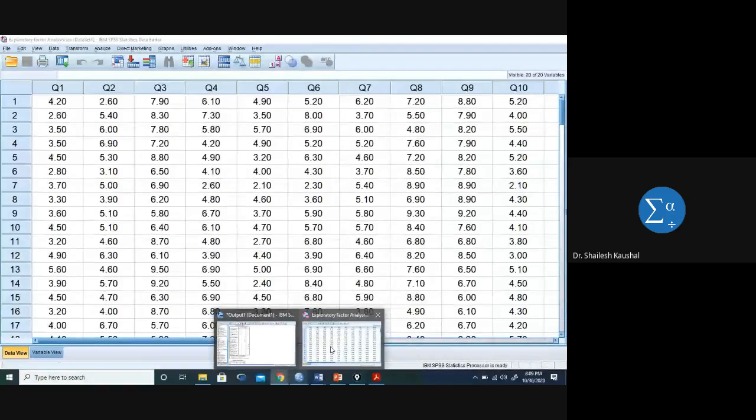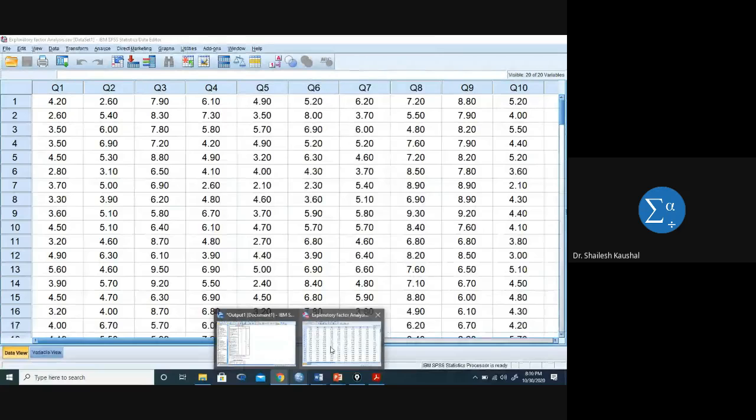Cluster analysis, cluster sampling and area sampling, basically come under the probability sampling procedure. Simple random sampling, systematic sampling, stratified sampling, cluster sampling. This is to find the sample size.